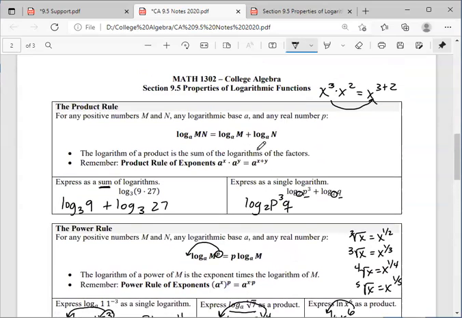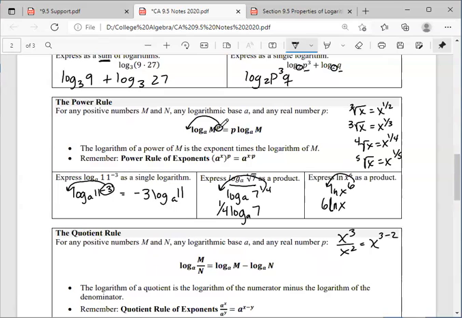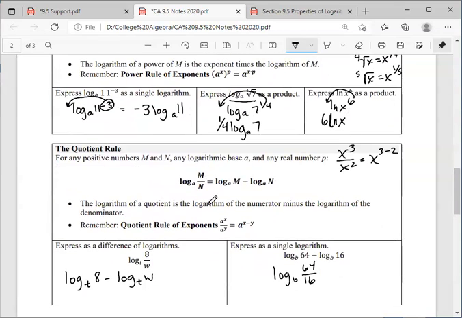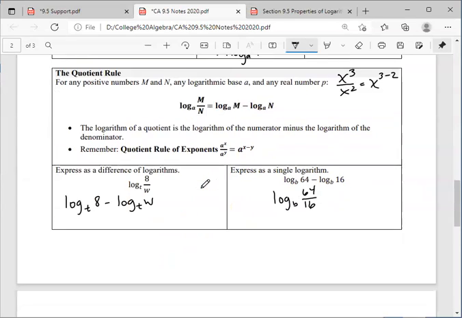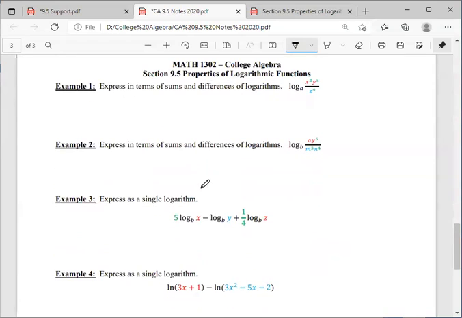So addition goes with multiplication. Multiplication goes with addition. The power rule says if you raise something to the power, you can move it to the front. Division goes with subtraction. Subtraction goes with division. Okay, so we've got to use those here.